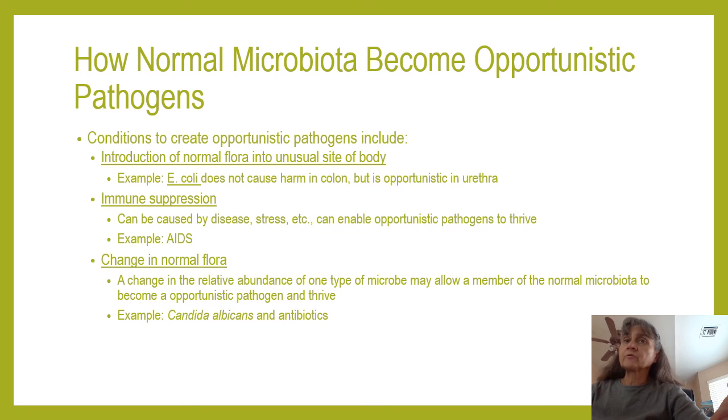There's a change in the normal flora. So there's a change in the relative abundance of one type of microbe, and this may allow a number of other types of microbe, or just one type of microbe of the normal flora, to become an opportunistic pathogen and thrive. An example is Candida albicans and antibiotics. If you are treated with antibiotics for an infection, the Candida albicans in certain parts of your body can become more prevalent because they're not held in check by the bacteria that you have just killed with the antibiotics. Remember, antibiotics destroy both the pathogenic bacteria and your normal flora.